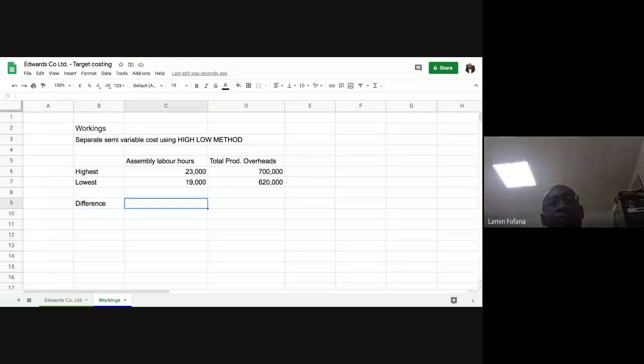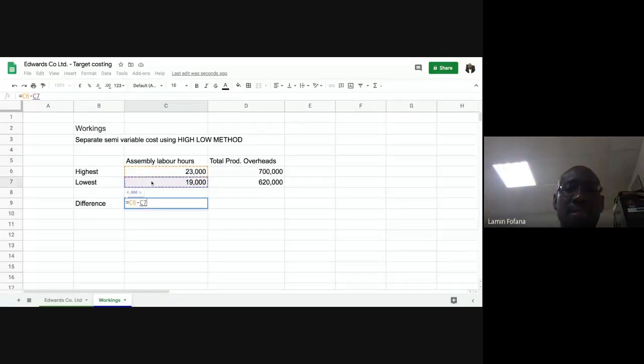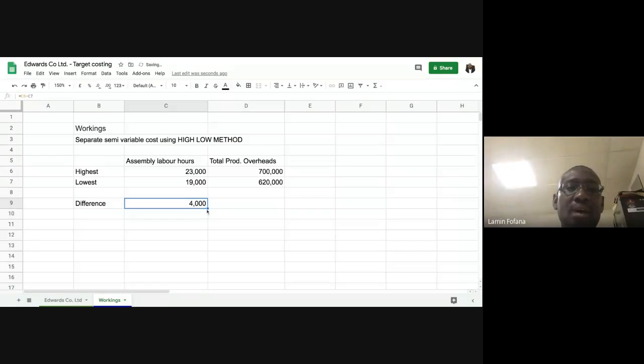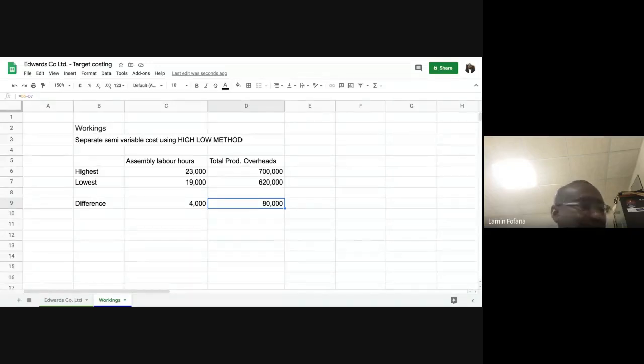Yes. Then now we find the difference between the two. So the difference will be equals the highest minus the lowest. I enter, and then I will reproduce the formula here. So the difference between the assembly labor hours for the highest and the lowest activity level is 4,000, and the difference between the production overhead for the corresponding highest and lowest activity levels is 80,000.